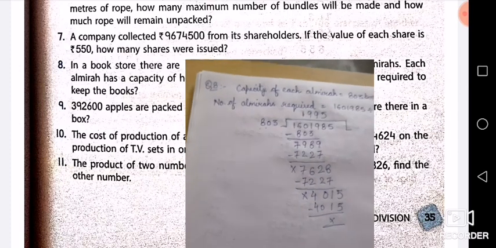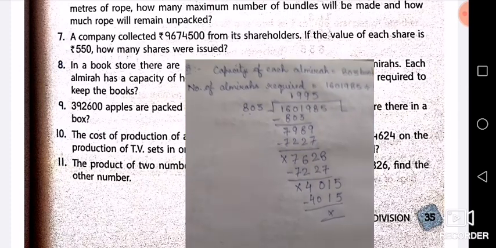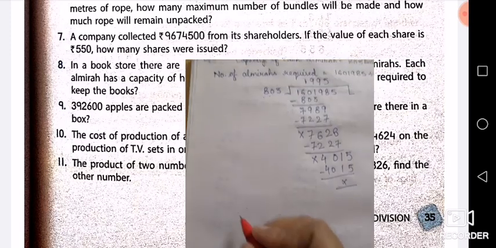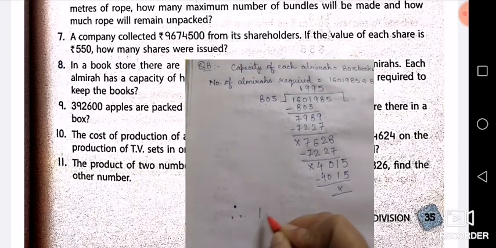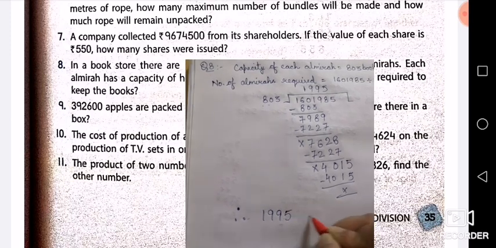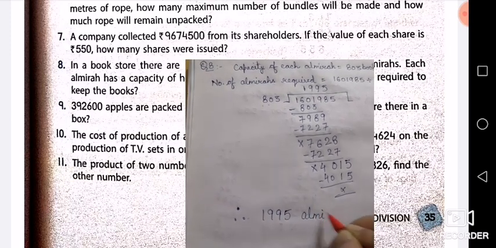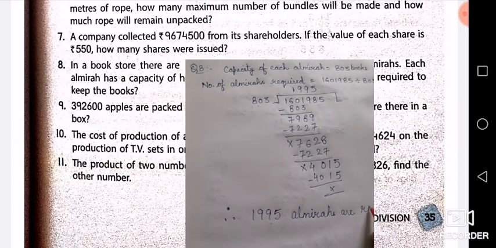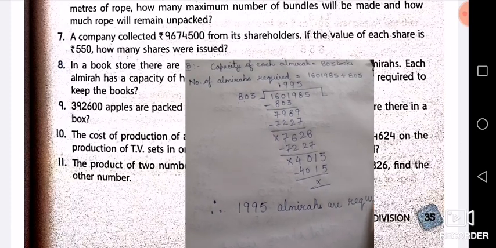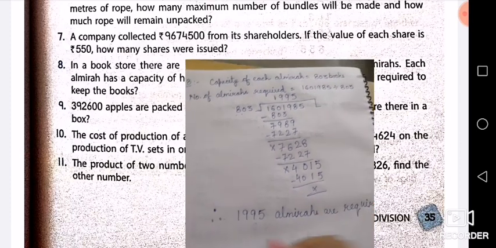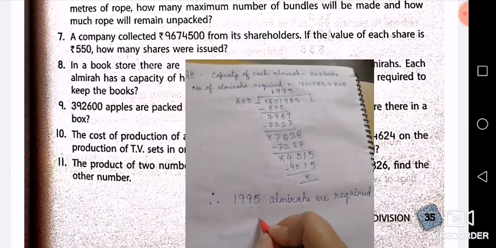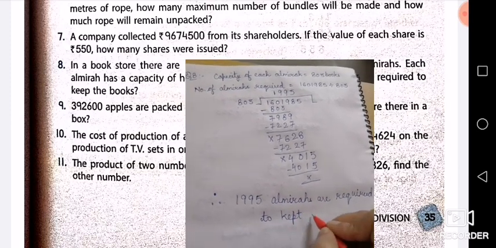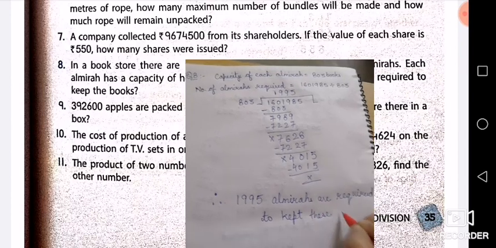So now you will require these many almirahs, that is 1995. Therefore 1995 almirahs are required to keep these books.